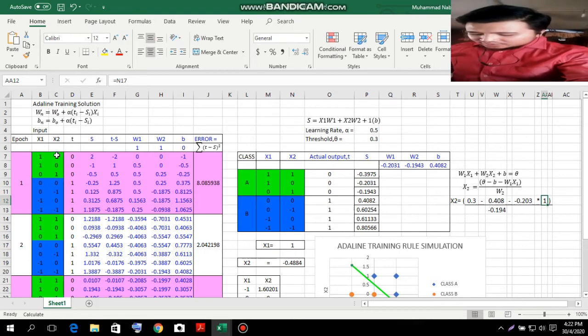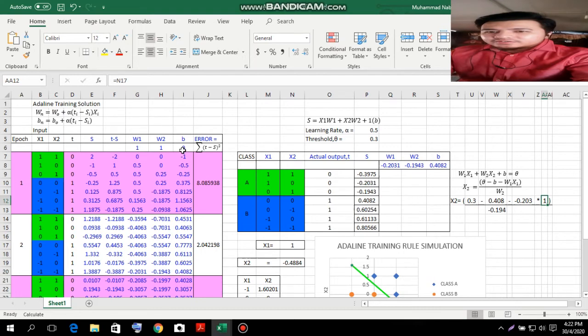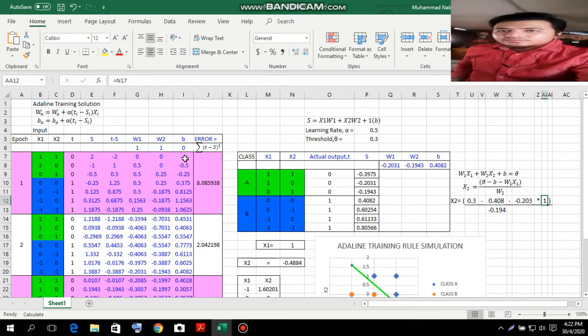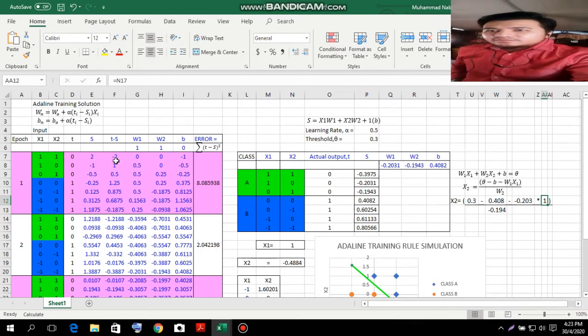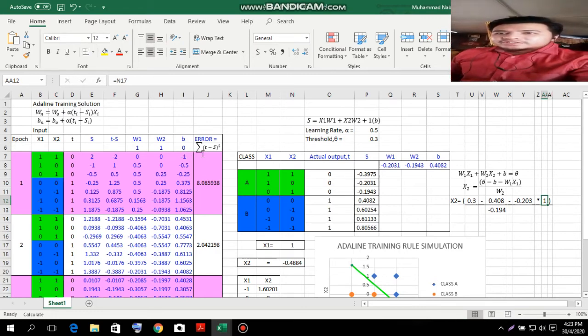Right now we are going to calculate W2. So 0 plus 0.5 times 1 plus 0.5 multiplied by negative 2 multiplied by 1, and we will also get 0. This is actually the value from the row and column I'm pointing at.